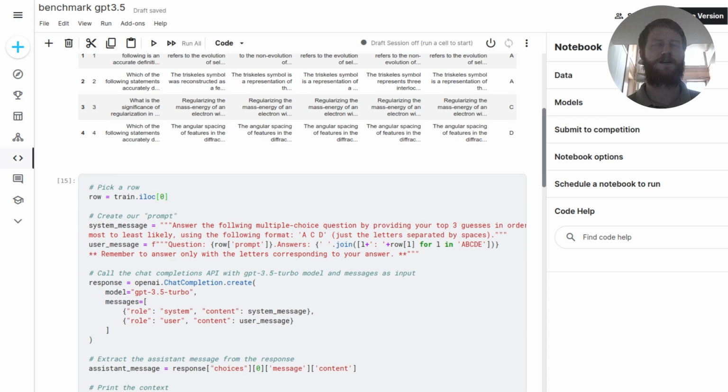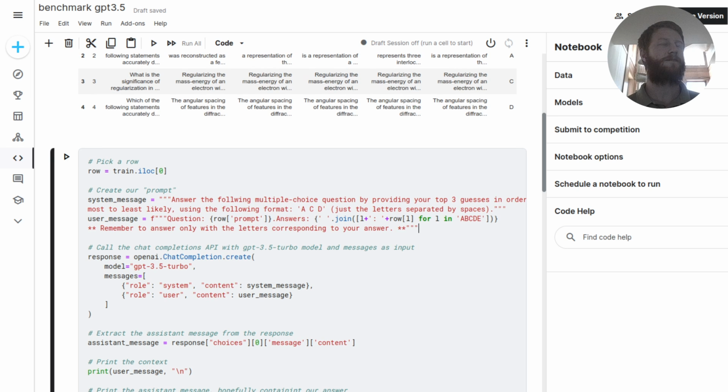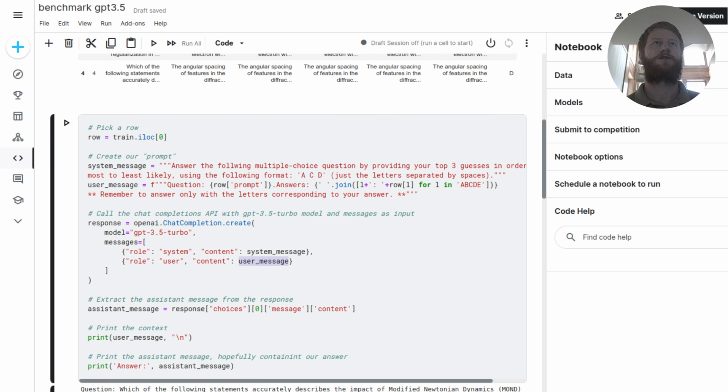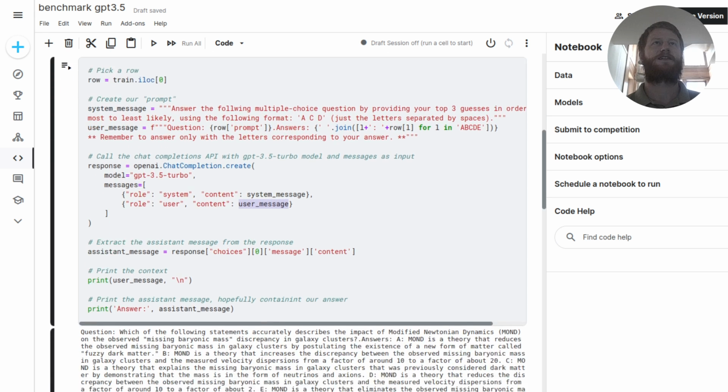And we'll print this out. And then just to try and enforce again, to really encourage the model to follow the format that we want, I've added this little reminder on the end of the prompt. Remember to answer only with the letters corresponding to your answer. So if we call the API, I've got the chat_completion.create function call here with the OpenAI library. We pass in our system message and our user message, and we expect an assistant message back.